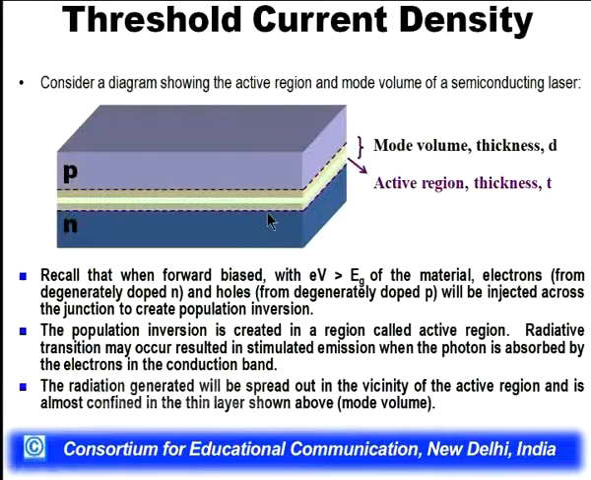The radiation generated will be spread out in the vicinity of the active region and is almost confined in the thin layer shown above as the mode volume. This active region is thin, and from this thin region the radiation can be generated, and this will produce the laser output. Here we are using the PN junction, and this also works as a depletion layer. In this depletion layer the electron-hole pairs are generated when the electric current passes through the N and P junction, then this comes out in the form of energy, in the form of light.